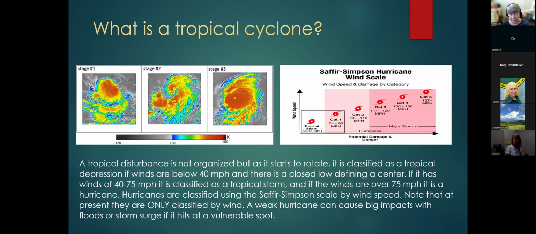It's important to note that you don't necessarily get the worst impacts with the highest wind speed. You certainly get a lot of impacts, but you can have really bad impacts even with a tropical storm or a Category 1 hurricane. It just depends what kind of impacts and where you are. They're only classified by wind. They're not classified by storm surge. They're not classified by rainfall or anything like that. So a weak hurricane can cause big impacts. And you'll see that when we talk about Tropical Storm Alberto shortly.